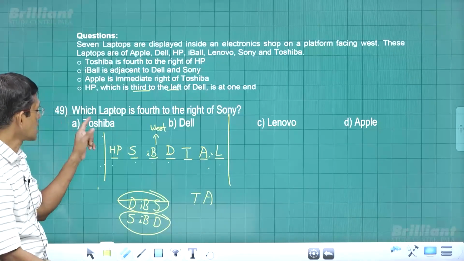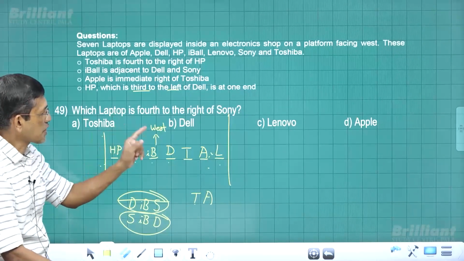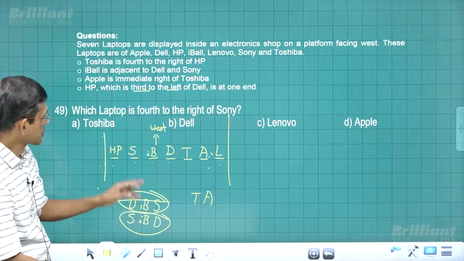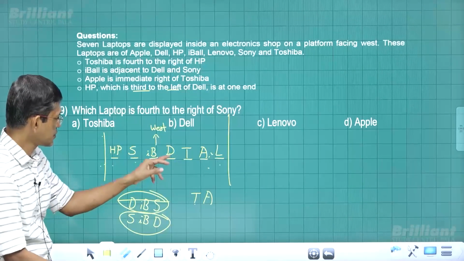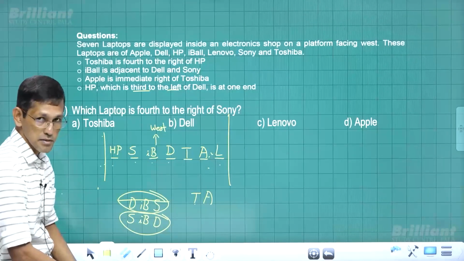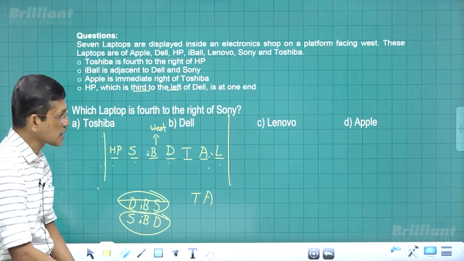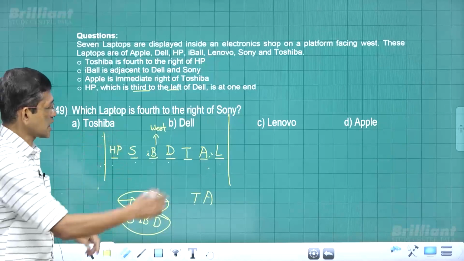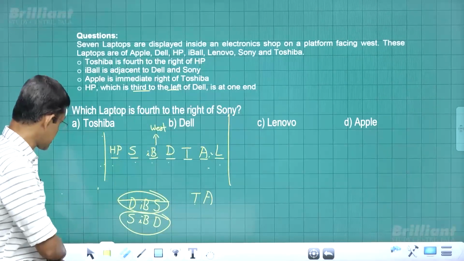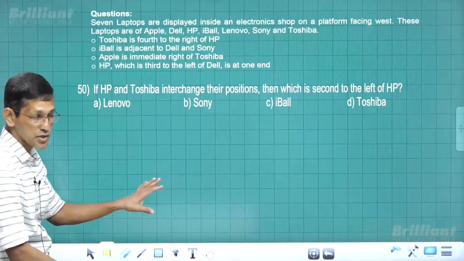So we have to look at the questions and find the answer. Question 49: Which laptop is fourth to the right of Sony? Sony is here, fourth to the right is 1, 2, 3, 4. So that is Apple. So Apple is fourth to the right of Sony. The answer is Apple.